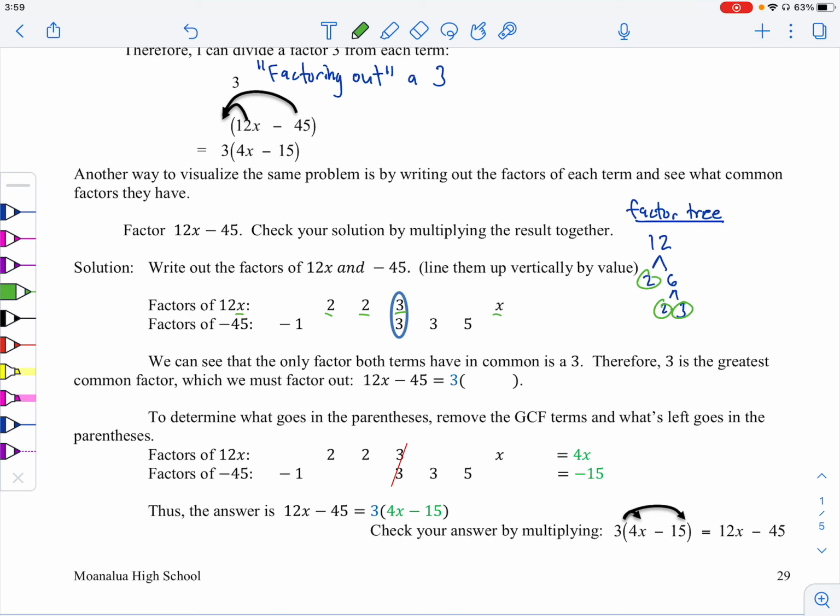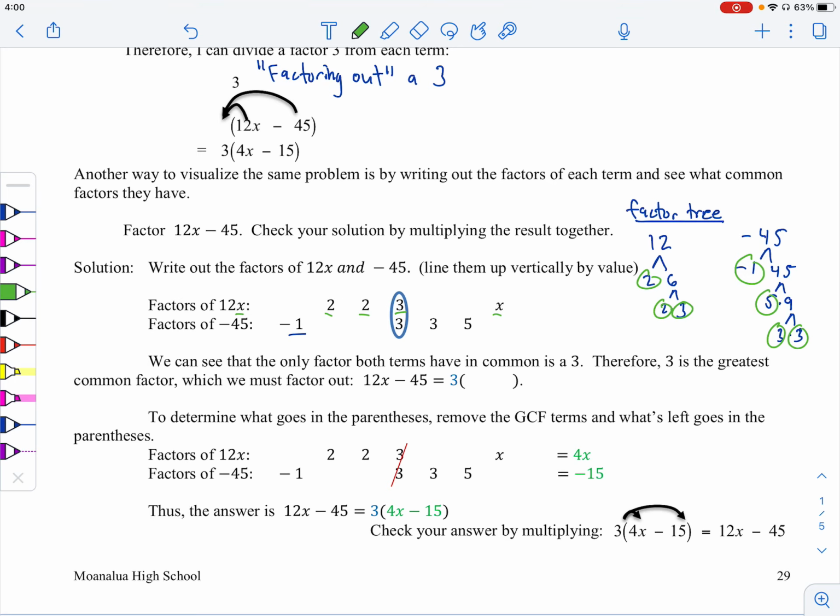Factors of negative 45. We have a negative 1, so take out the negative 1 first. So negative 45 is negative 1 and 45. We take out that negative. Then 45 is 5 times 9, and 9 you can break down into 3 times 3. So those are all our numbers: negative 1, 5, 3, and 3. This factor tree is also going to help us when we simplify radicals, or square roots, which we're going to get to.